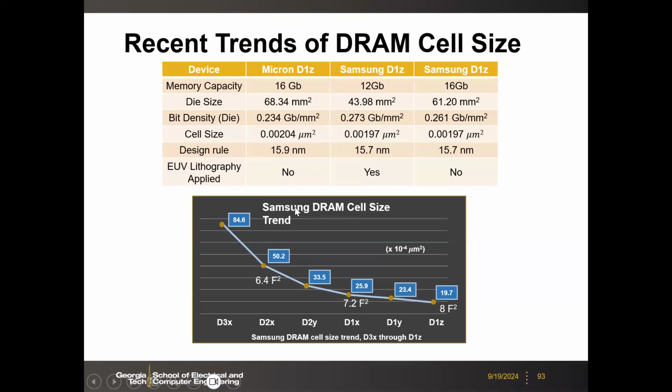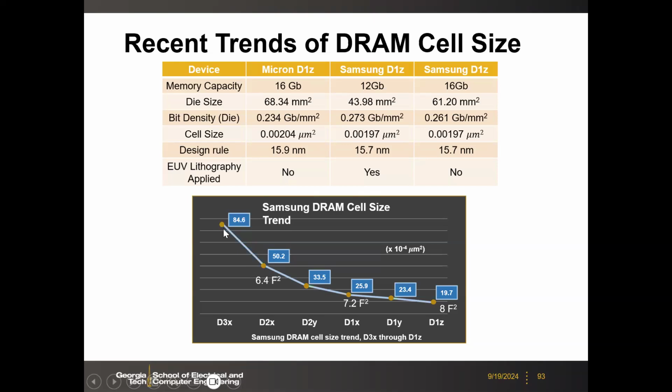You see that here the DRAM cell size scaling slows down. Here we have the absolute value, like 84 times 10 to the minus 4 micrometer square. And then if you normalize this number to F, for example, when 1X, F is about 19, and when 1Z, it is about 16. If you do that, then you see that this effective number of F square increases.